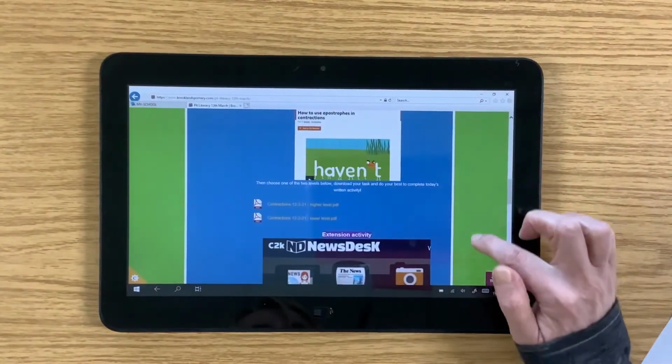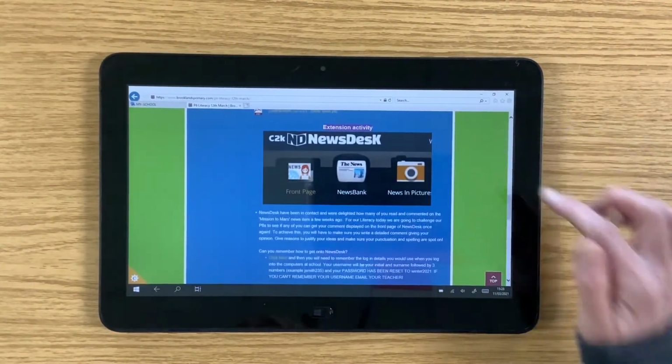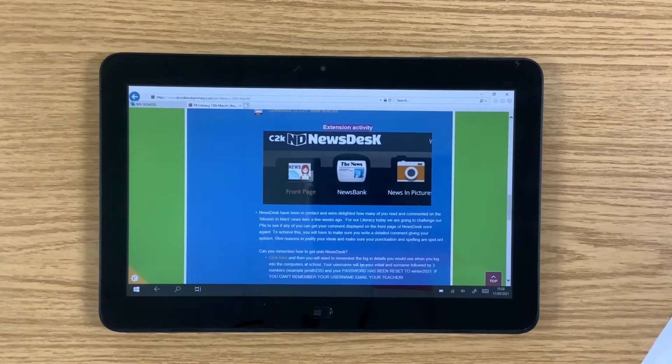Now that activity is quite short because what we would then like you to do, P6, is head over to our Newsdesk. You might remember that about 2 weeks ago, we gave you a challenge to go and leave a comment on the Mission to Mars story, all about the Perseverance robot that had landed on Mars and all the data that it was sending back to Earth. When we talked to the people at Newsdesk, they said, oh my goodness, they had so many hits from people in Brooklands that day, and lots of you left wonderful comments.